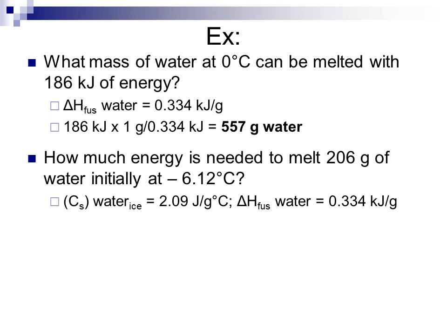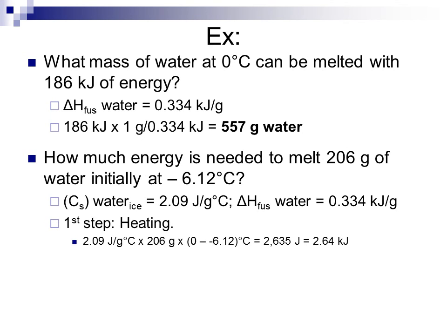Another similar problem: what is the energy necessary to melt 206 grams of water initially at negative 6.12 degrees Celsius? Well, first I have to, just like with the boiling, heat the water. So the specific heat of ice, rather than liquid water, is 2.09 joules per gram degree Celsius. So I multiply 2.09 joules per gram degree Celsius by 206 grams of water, and then the temperature change, which gives us 2,635 joules of energy, or 2.64 kilojoules.